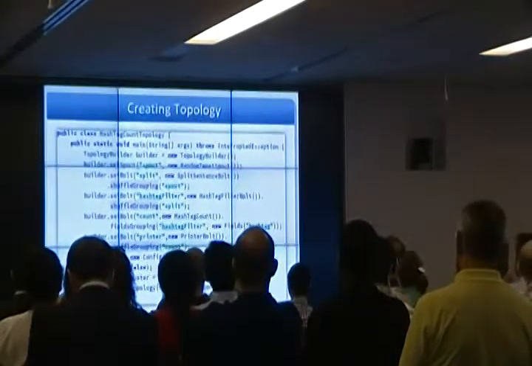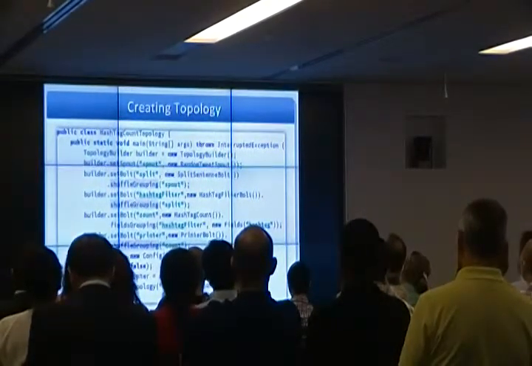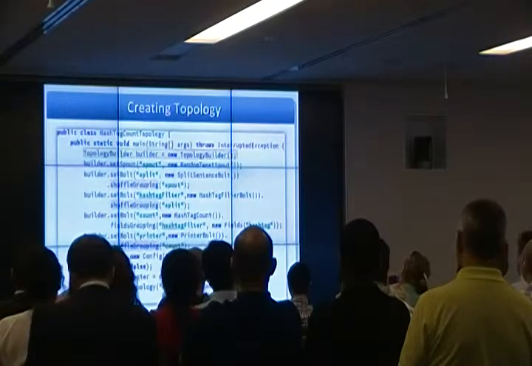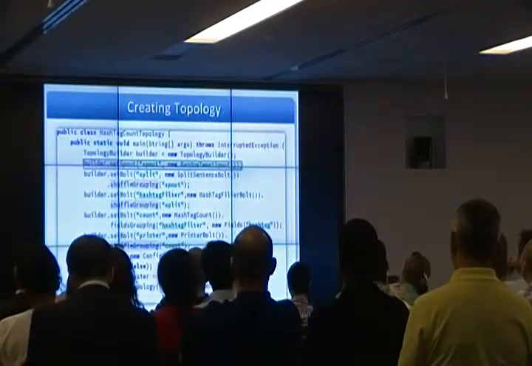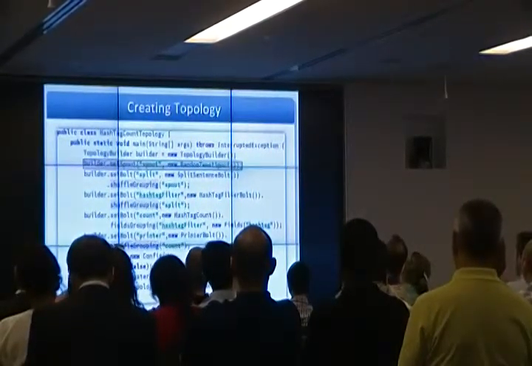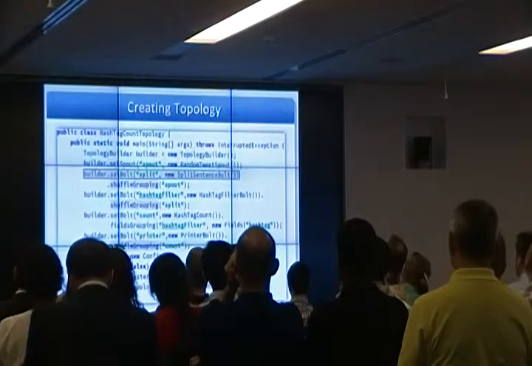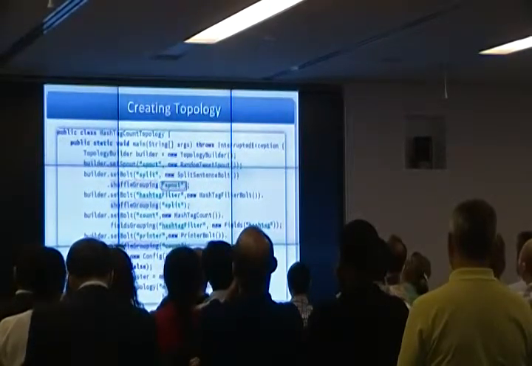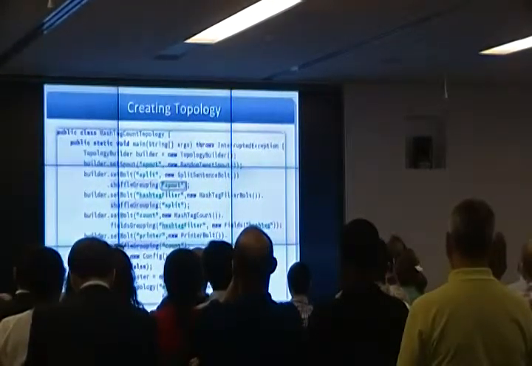So now you have all these bolts, and you have a spout, and you want to link it together. How to do that? That's what you call topology. You create topology using the topology builder object, here in my main class. Then you assign the spout, and you create a spout with an ID for the spout. Then you do bolts. And here you're saying, okay, this bolt called split has to listen to the stream from the spout.